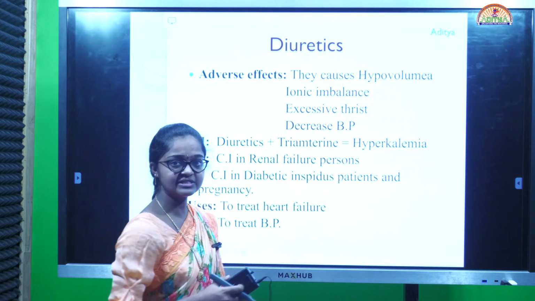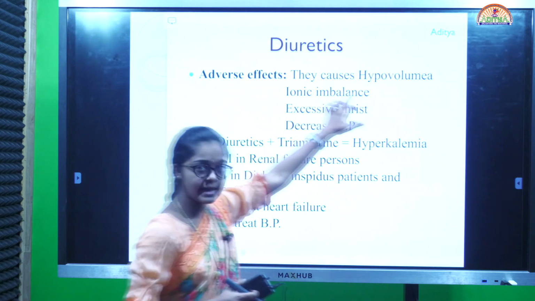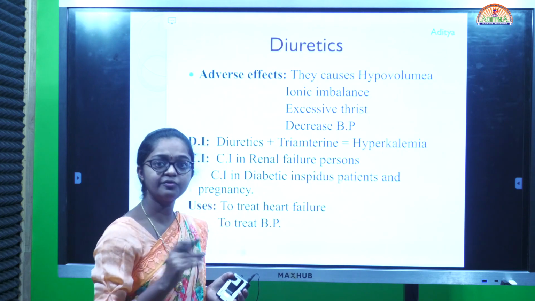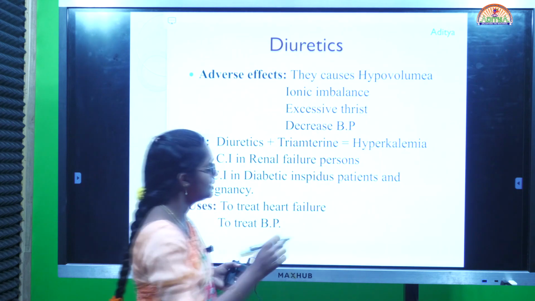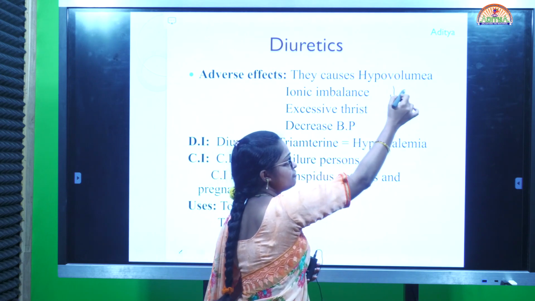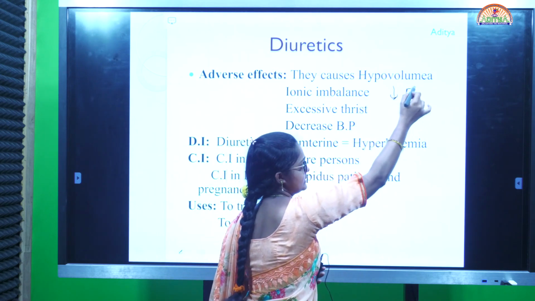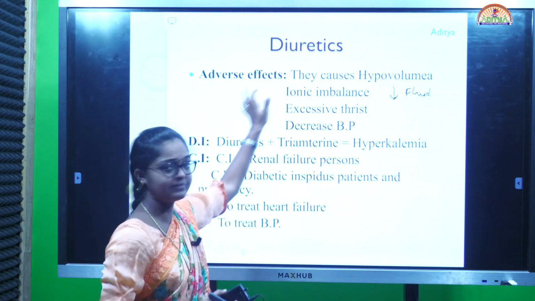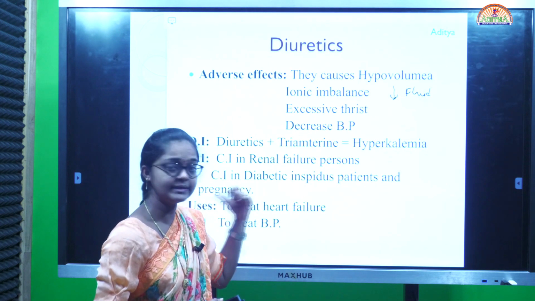Next, coming to the adverse effects. They cause hypovolemia. Hypo means decreased, and volemia means fluid or water content. So, decreased levels of fluid. These are the main adverse effects involved in diuretics.